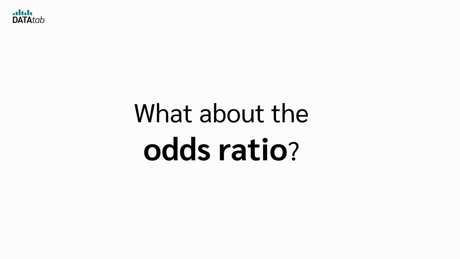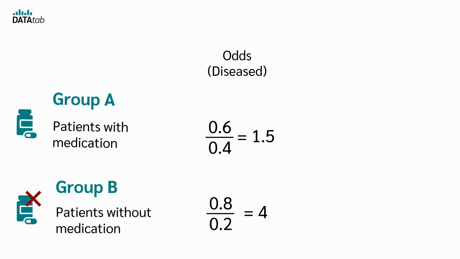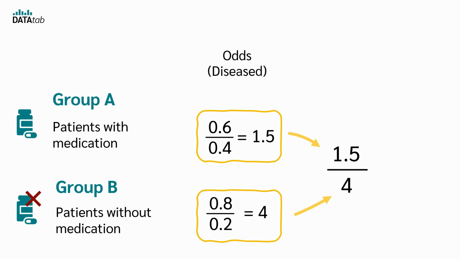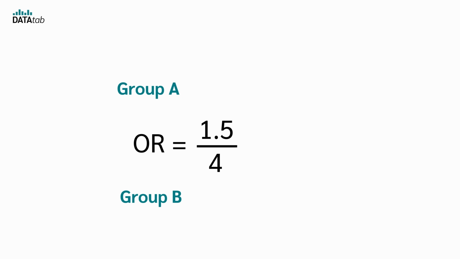What about the odds ratio? With the odds ratio, we can now compare the two groups. To do this, we can compare the odds of getting the disease in group A relative to the odds of getting the disease in group B. So the odds ratio is simply calculated by dividing the odds in group A by the odds in group B. This results in an odds ratio of 0.38. The odds ratio of 0.38 means that the odds of being diseased in group A are 0.38 times the odds of being diseased in group B.